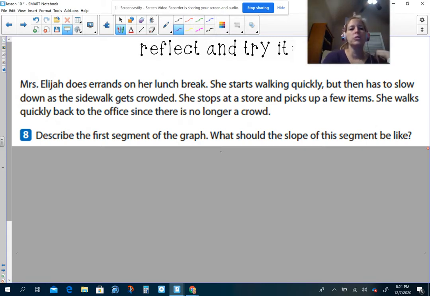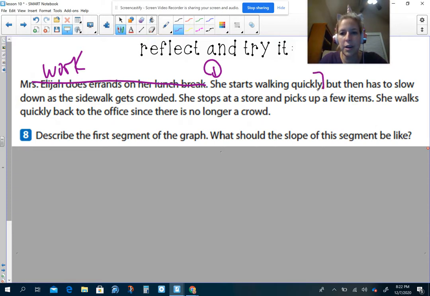Okay, so Miss Eliza does errands on her lunch break. Am I going to graph that? No. But I know that I'm going to have to leave from my work, right? Because I'm at work, so I'm going to be at work. Okay, so let's look at part 1. She starts walking quickly. Let's stop there. Part 1, she starts walking quickly. What is that going to look like? Is that going to be a steep slope, or is that going to be a low slope, not steep?